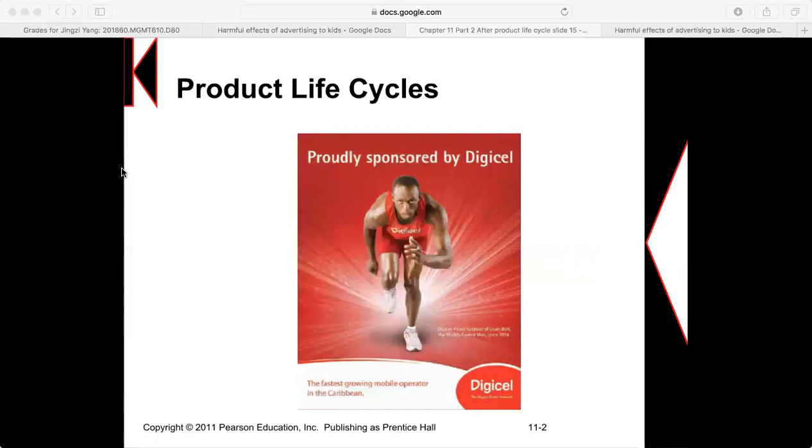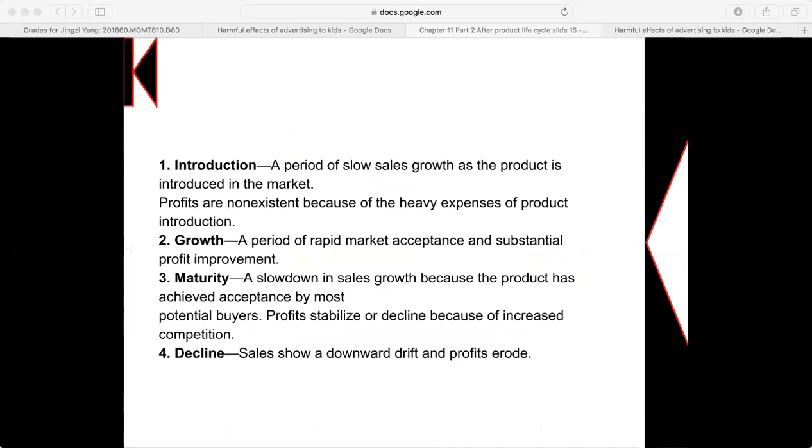I think it's more representative. In the second portion of Chapter 11, there are four parts of the product life cycle. A company's position and differentiation strategy must change as the product market and their competitors change over the product life cycle, which is PLC. The four periods of the life cycle are introduction, growth, maturity, and decline. First, let's talk about introduction.